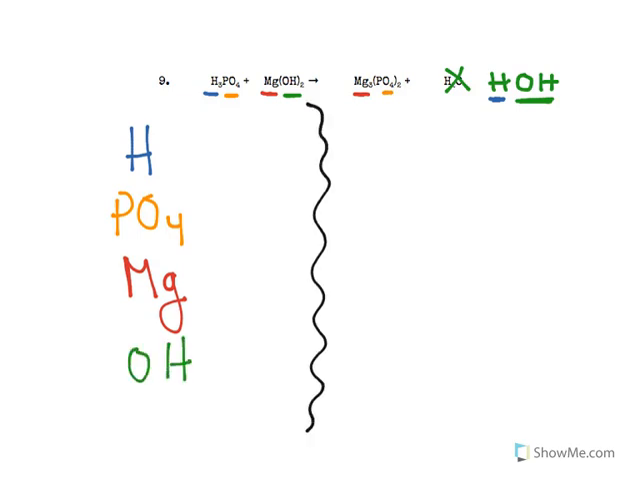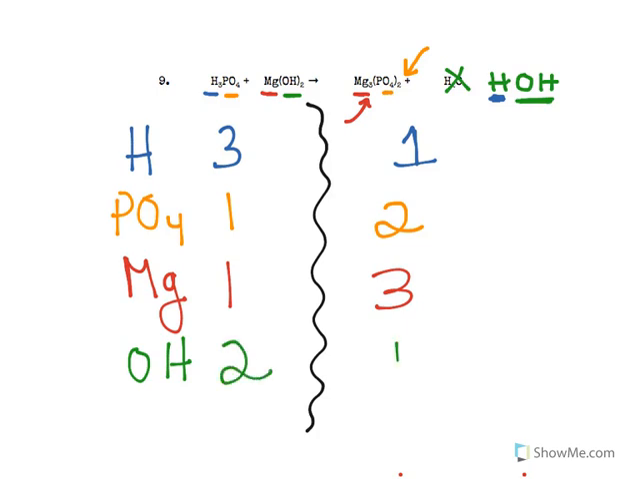Okay, so first thing we're going to do is take an element inventory. Blue hydrogen on the left, there's 3. Blue hydrogen on the right, here it is, there's only 1. Orange phosphate, on the left there's 1, and on the right there's 2, right? We see that subscript of 2 there. Red magnesium, on the left-hand side there's 1, on the right-hand side there's 3. Again, look for the subscript. And green hydroxides, on the left there's 2, and on the right there's 1. So I got a lot of balancing to do here.